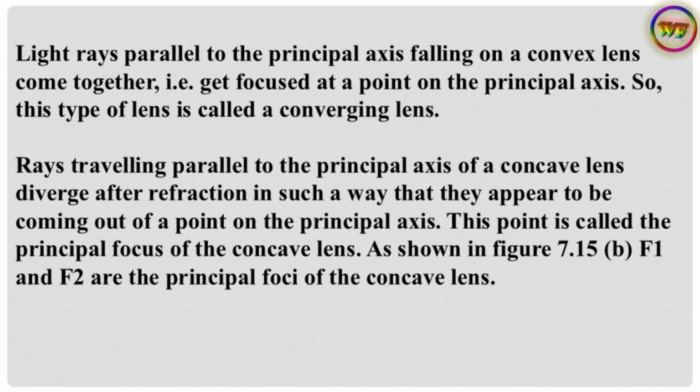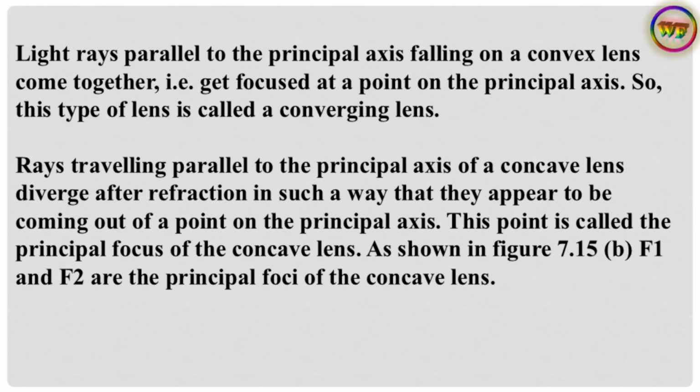Light rays parallel to the principal axis falling on a convex lens come together, i.e. get focused at a point on the principal axis. So, this type of lens is called a converging lens.